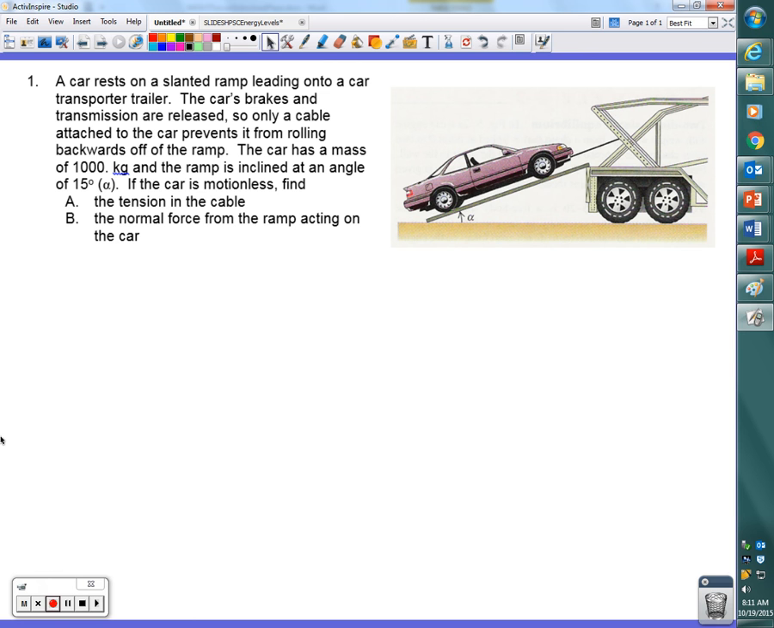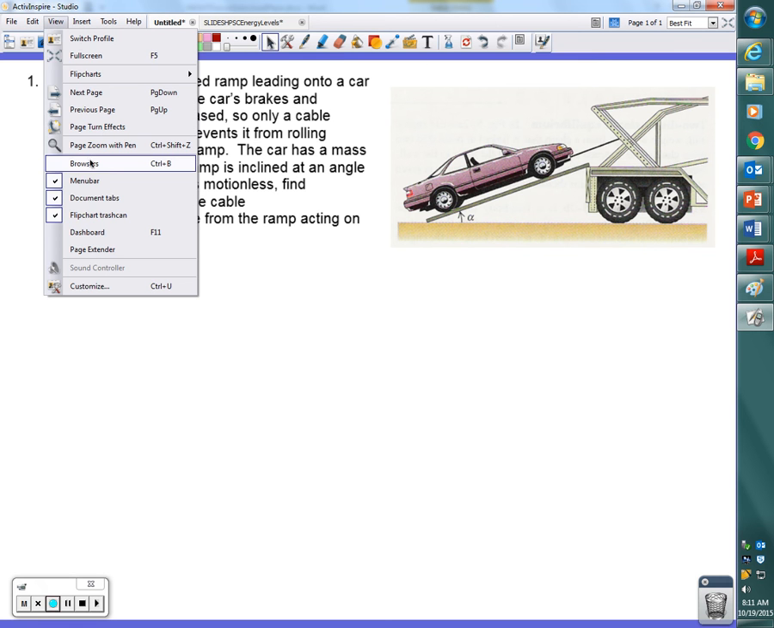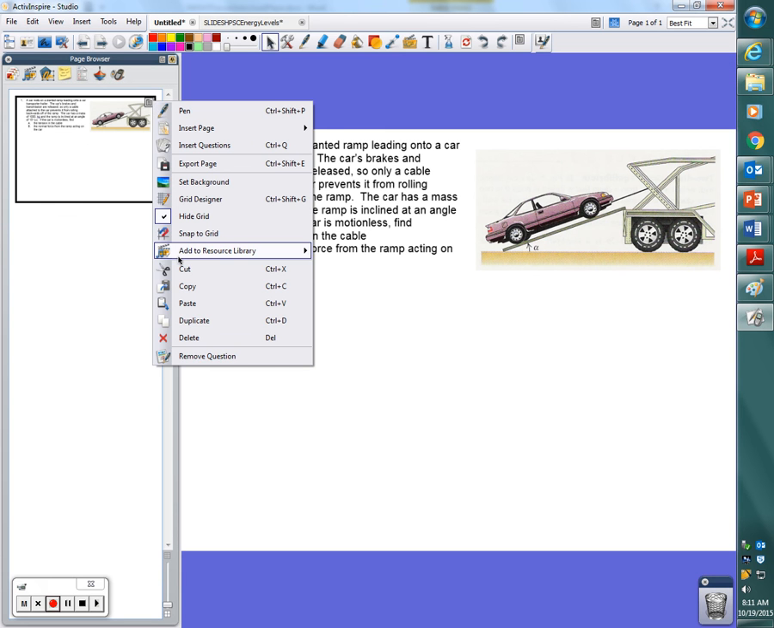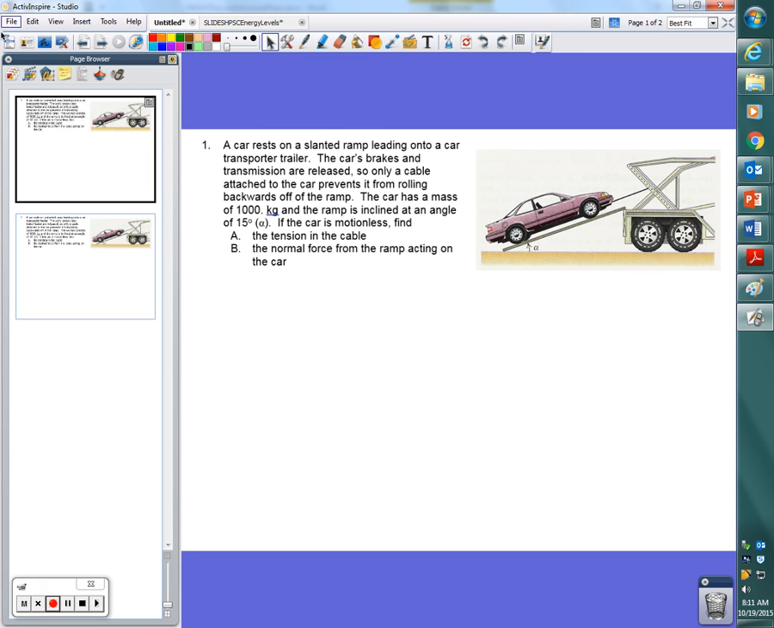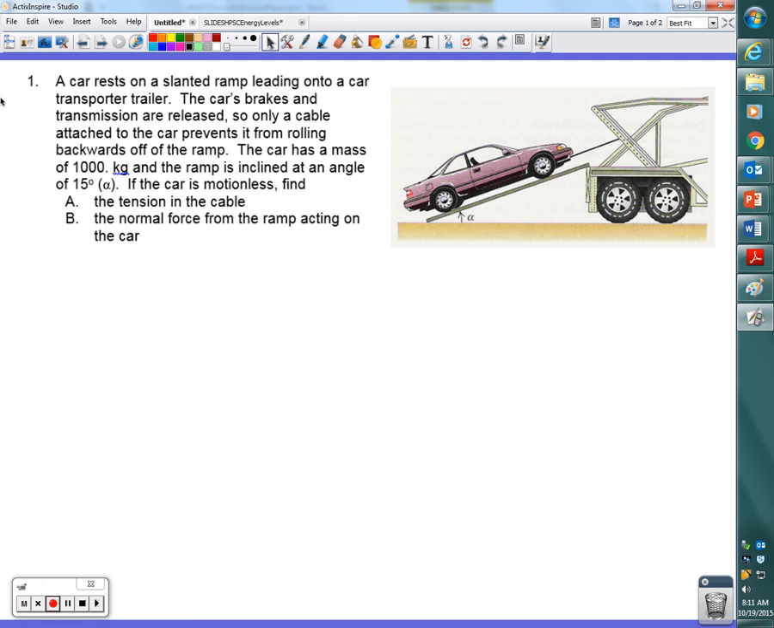So it says, find the tension in the cable, normal force from the ramp acting on the car. I'm actually going to do this real fast because I'm going to need 2 of these. Let's start off here with letter A. And our first step in the process is to do what? What we're looking for. So what are we looking for in A? Tension, right? So our tension force is our unknown.